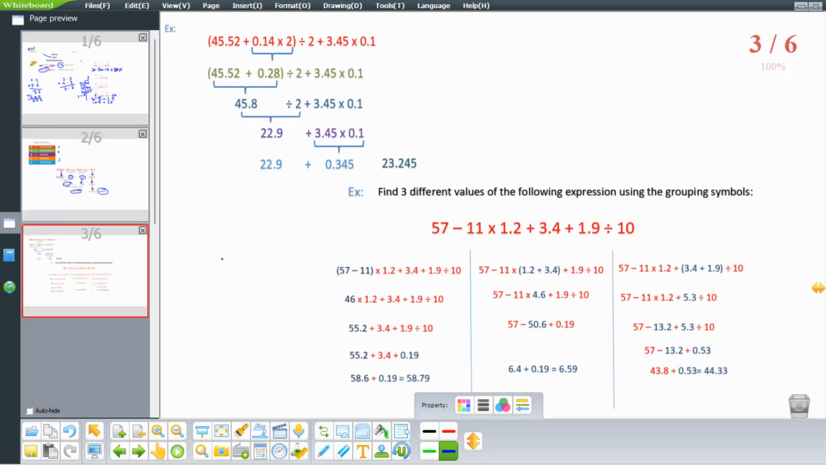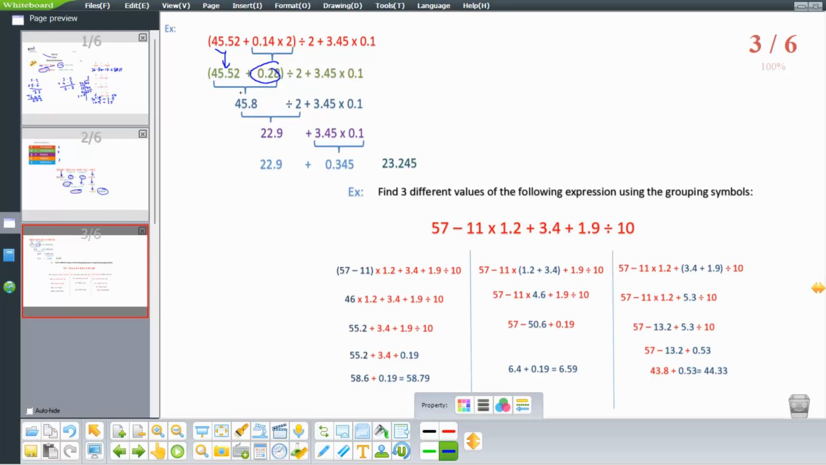Let's see. Here we have parentheses: 45.52 plus 0.14 times 2 between brackets or parentheses. Okay, so in these parentheses we have multiplication, so we are going to start with multiplication. We put this number as it is, 45.52 plus, if I multiply both of them, it will be 0.28. Okay, and divided by 2 plus 3.45 times 0.1.